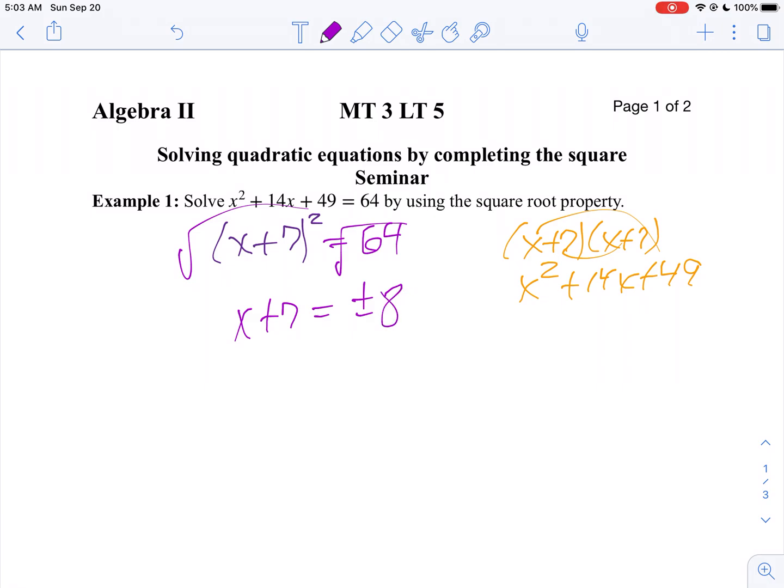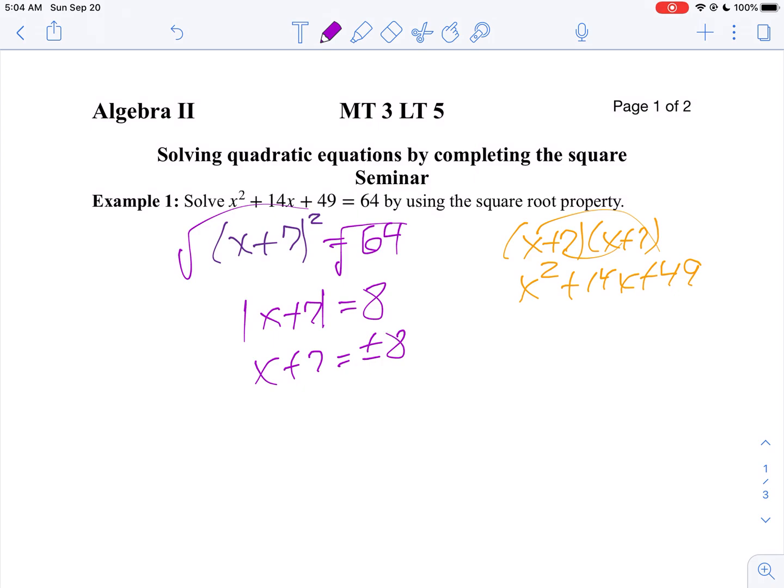Well, technically, let's back up here. The square root of x plus 7 squared is the absolute value of x plus 7, and that equals 8. But when you take the absolute value, x plus 7 equals plus or minus 8. So we usually skip that middle step, but I want you to understand where it comes from.